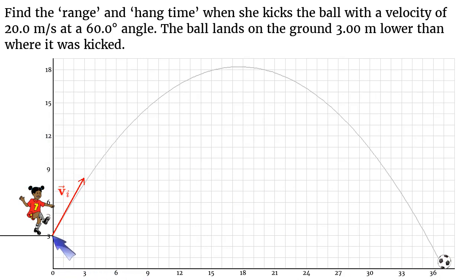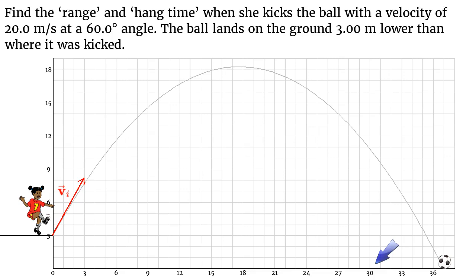Now, when the question asks us to find the range and the hang time, for the range, they're asking how far the ball travels horizontally, so how far it lands from where it was originally kicked. The hang time is the total amount of time that the ball is in the air as a projectile. Now, what makes this question two-dimensional is the fact that there's motion in both the x and the y directions.